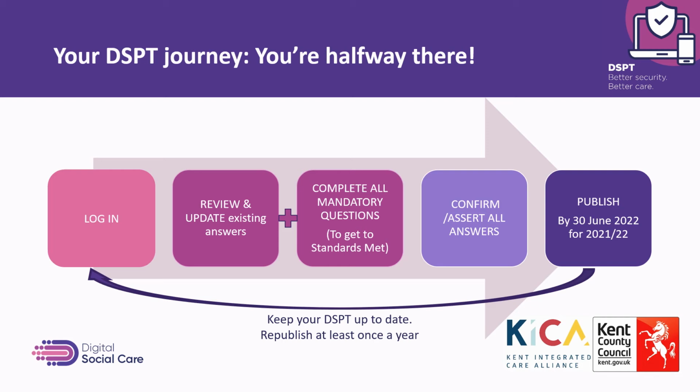Having already reached either approaching standards or standards met, there are just 5 steps you need to take to republish your toolkit, and we'll go through each of these steps in this tutorial, covering logging back into your toolkit and what you'll see, as it may look different since you last logged in, reviewing and updating existing answers and which other questions you need to answer, how to confirm your answers, and then publishing the toolkit, which needs to be done by the 30th of June 2022 for the 21-22 toolkit year.